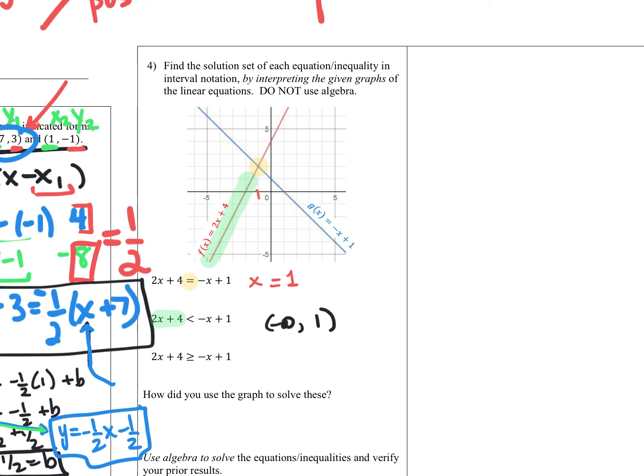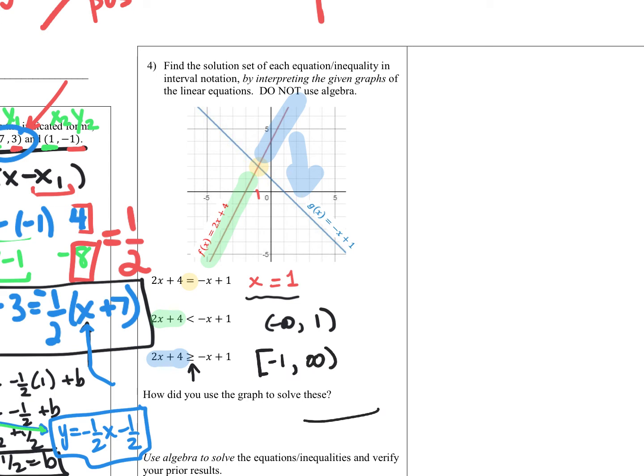For that next part, we want to know when that 2x plus 4 is greater than or equal to negative x plus 1. So that 2x plus 4 is greater than or equal to right here because it's above that line. So that's happening from negative 1, and this time we do have equal to, so they could equal each other, which we already know from that first part. So I'm going to put the bracket at negative 1, and then that's going to go on forever because they're never going to cross each other again.